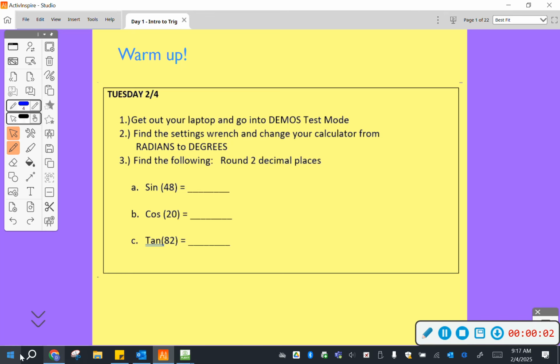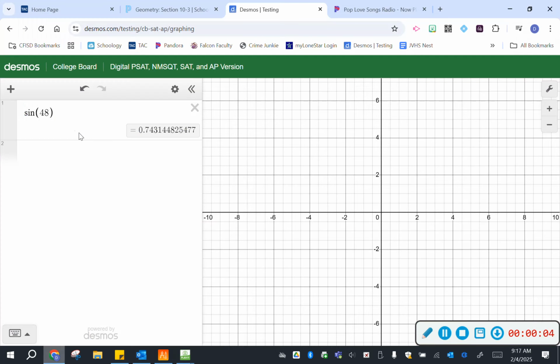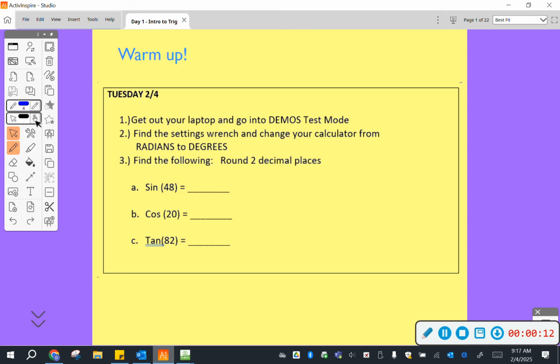Okay, so we're typing in our calculator the sine of 48. And it says to round to 2 decimal places. So 0.743 is what I'm going to write down.